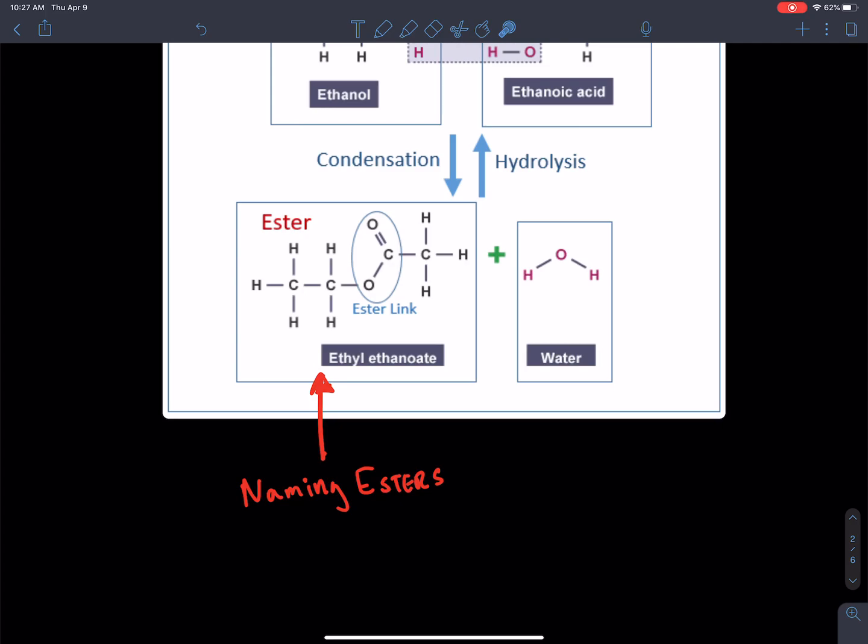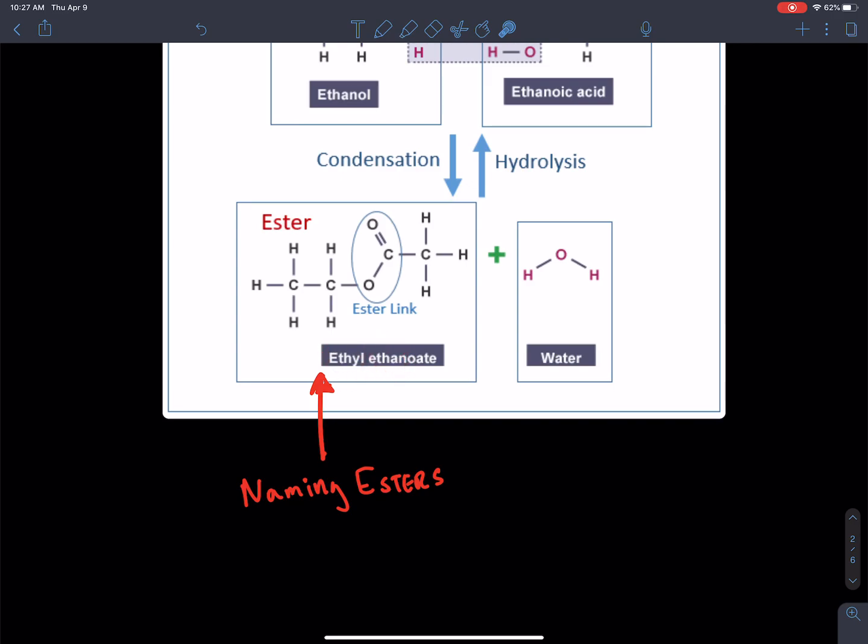If you look on the back of a fragrance bottle or the back of your shampoo, you'll find there's a lot of esters in there. Esters are responsible for flavor and scent, usually. And what you would see is the name looks something like this: ethyl ethanoate, or methyl methanoate, or methyl propionate. And what is that ethyl responsible?